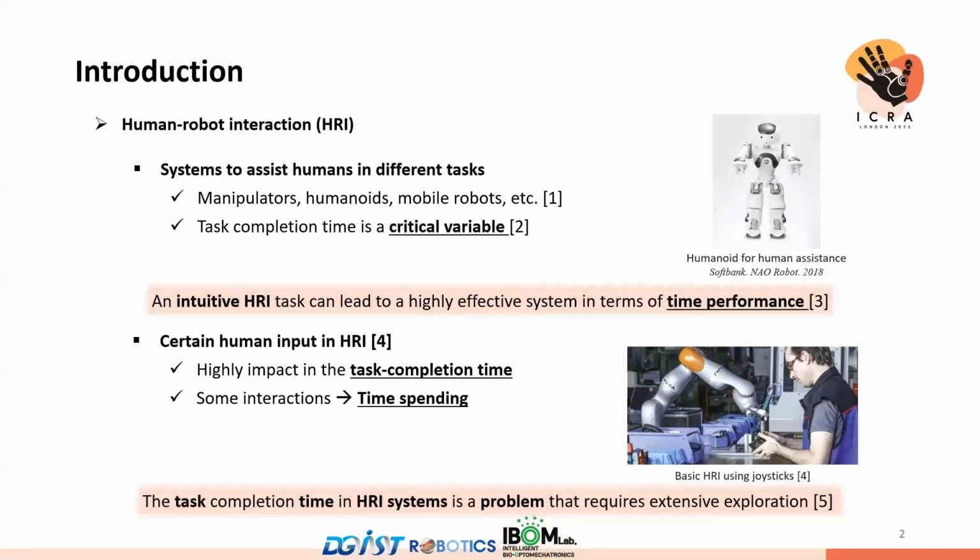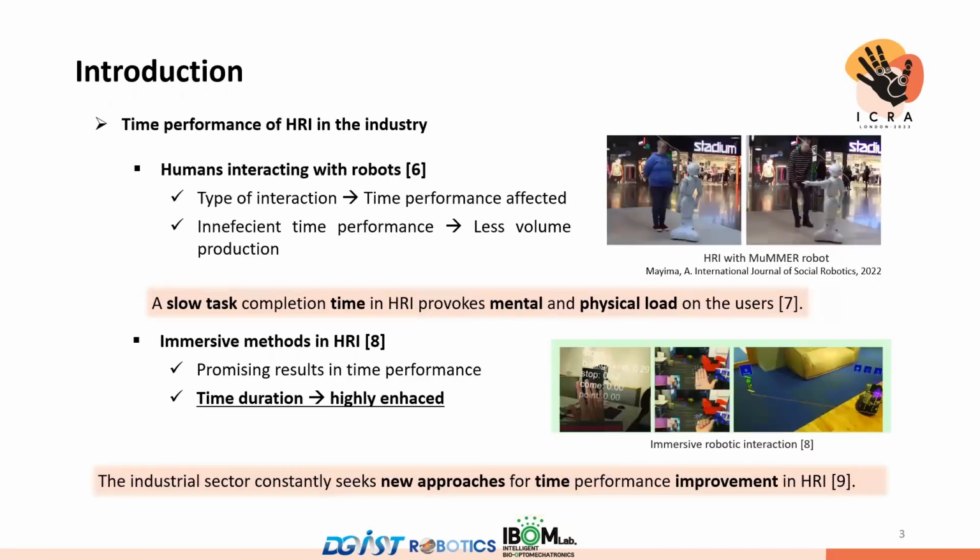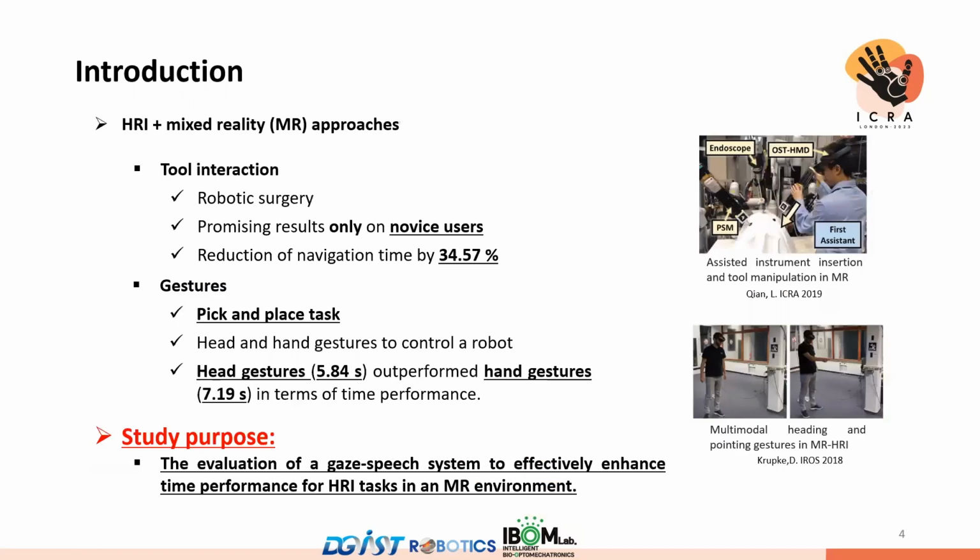The human-robot interaction field has evolved over the years to help humans to resolve different tasks. During HRI tasks, time performance is a critical variable that requires attention. Time performance in industrial processes is a challenging factor frequently influenced by how the users interact with the robot. However, immersive methods have shown improved time performance during HRI tasks.